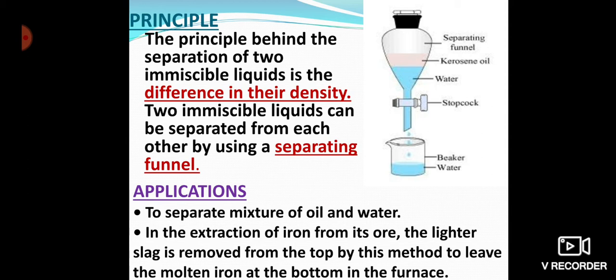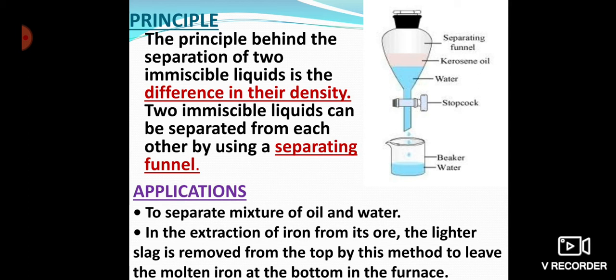The principle behind this technique is the difference in their densities. The one which is denser will go down, that is water, and the one which is less dense, that is oil, will form the upper layer. So here we can say that two immiscible liquids can be separated from each other by using a separating funnel.